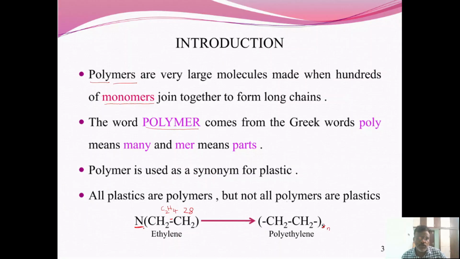Suppose I take 1000 units of this monomer. Here, what is the monomer? Ethylene. How many units? 1000 units, or 1000 equivalents, you can say. So with 1000 units of this monomer, you get the polymer, and its molecular weight is supposed to be what? Here CH2 is here, and n is here, so there won't be any loss in molecular weight. I will explain later why there is no loss in the molecular weight.